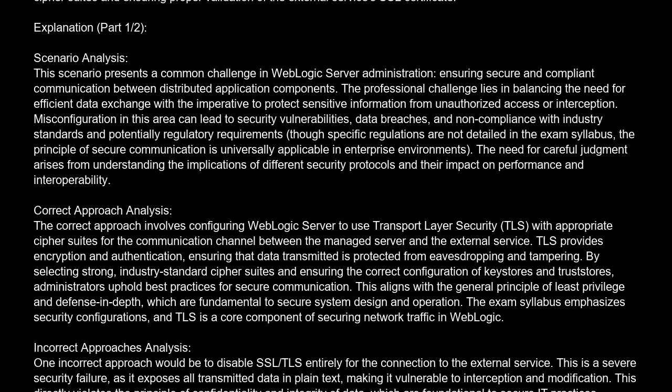The exam syllabus emphasizes security configuration, and TLS is a core component of securing network traffic in WebLogic. Incorrect approach analysis.